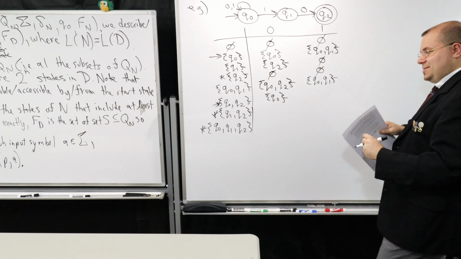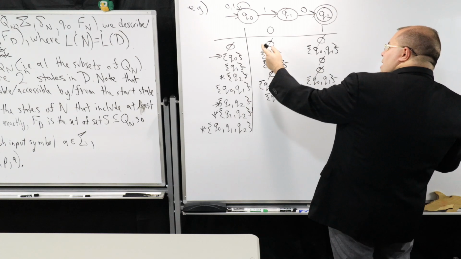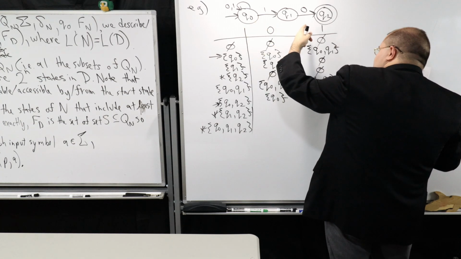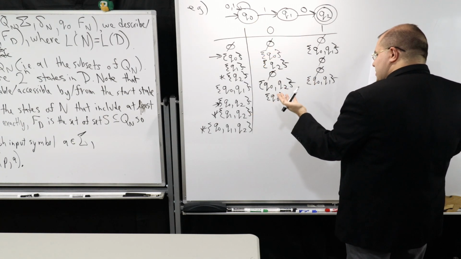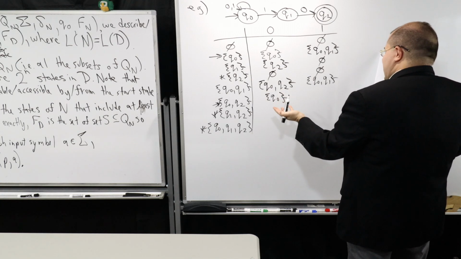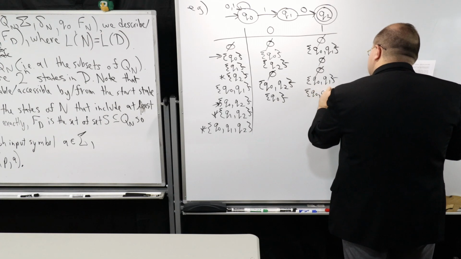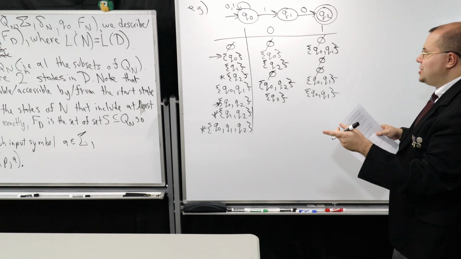That's all it is. Likewise, Q0, Q2, if I read a 1, notice that I could go to Q0 or Q1. But on Q2, I don't go anywhere, right? So this is going to just be Q0, Q1 again. Q0, Q1. Okay, 1 and 2, 1 and 2.